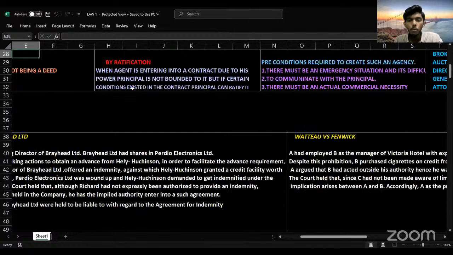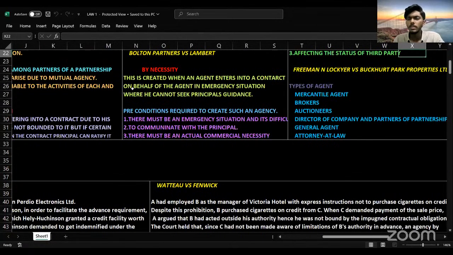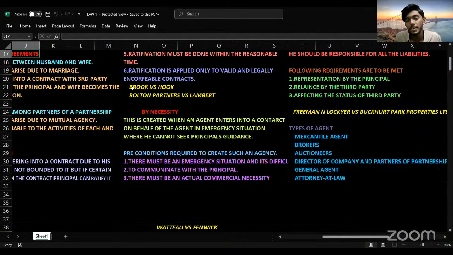Then a broker is a person who is facilitating a transaction between a buyer and a seller. An auctioneer is the person who sells the product to the highest possible bidder in an auction.